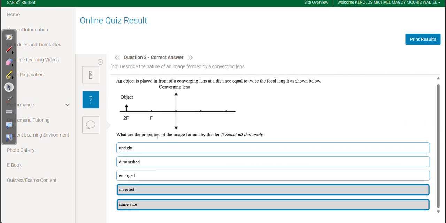Question 3. These are one of the cases. This is case 4 if I'm not wrong. I'm gonna send them on the group once I'm done. So in this case also, you just need to know, this is case 4, when the object is placed at 2f, double the focal length, the image is going to be inverted and the same size.